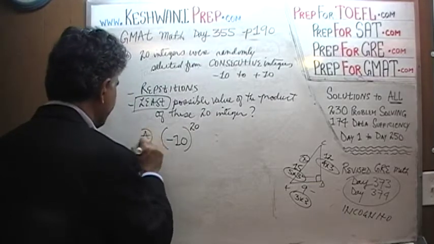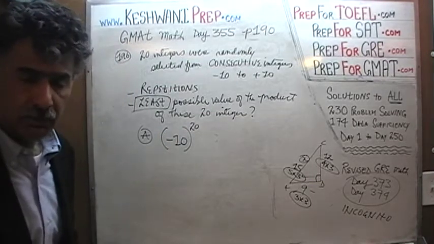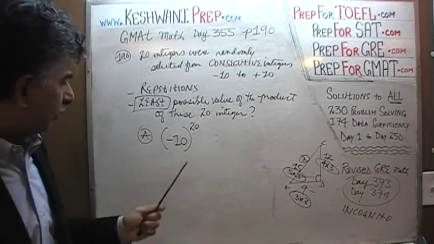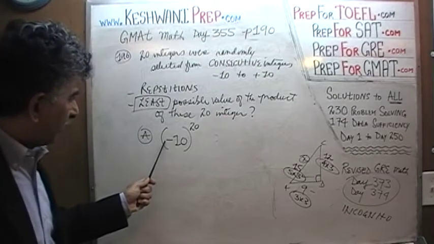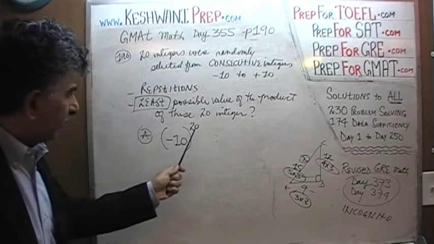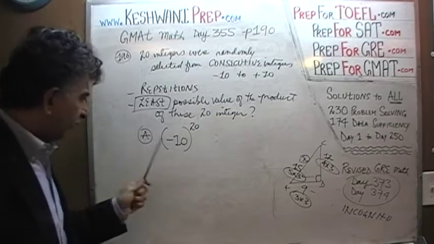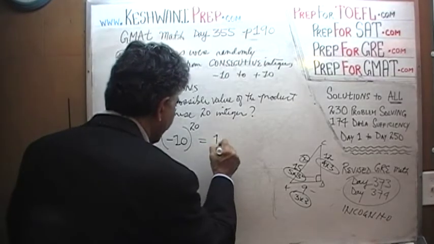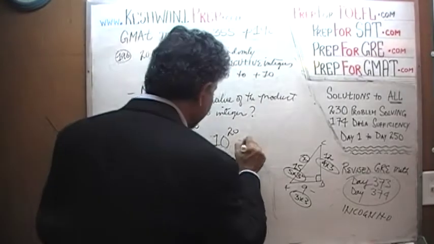And that's answer choice A. Is that true? Is that the least possible value? The answer is no. The answer is a resounding no, because negative 10 being raised to an even power will become positive. This quantity is the same as 10 raised to 20, which is not the least. This is the maximum.